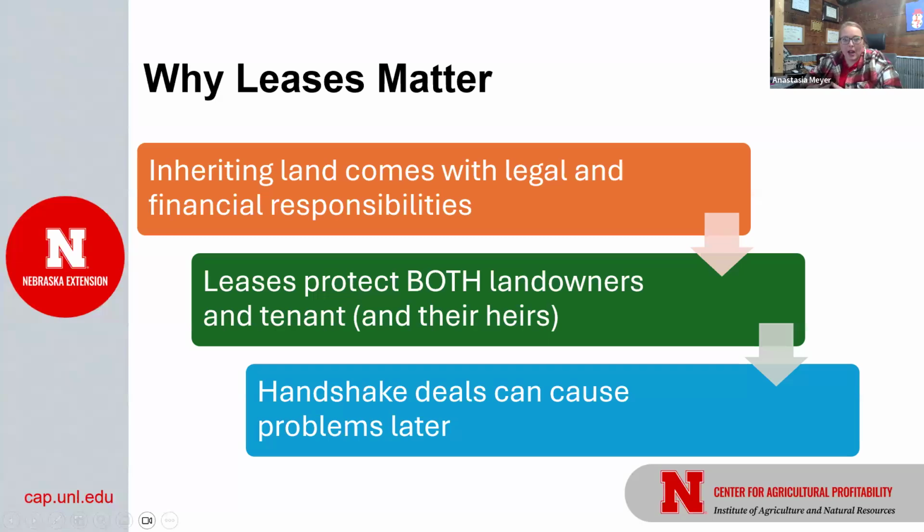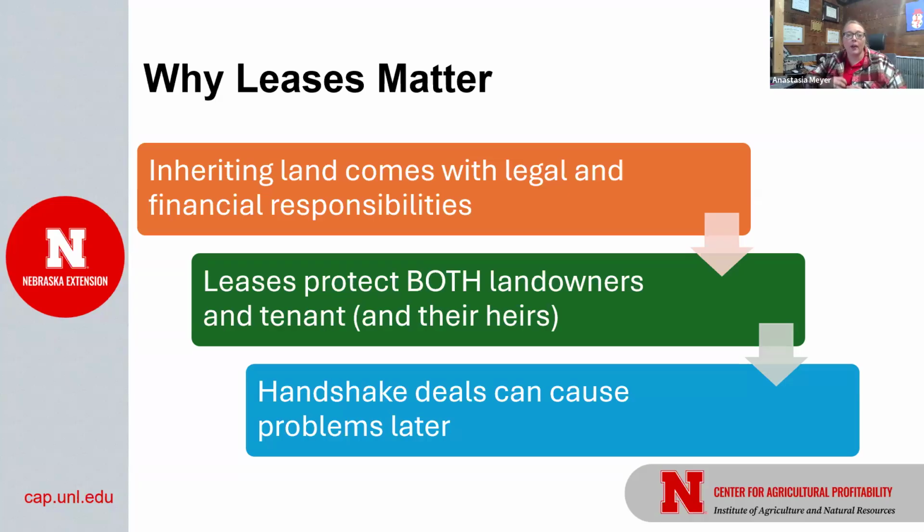So, why do leases matter? Chances are, if you are a landowner and you inherited ground, you're going to be looking at some sort of lease, whether it's verbal or written. Leases truly matter because you now have legal and financial responsibilities that come with that piece of ground. You are liable for different things, and we'll cover that. You have to pay land taxes, but the most important thing I want to emphasize today is that a lease, especially a written lease, protects both the landowners, the tenants, and our heirs.